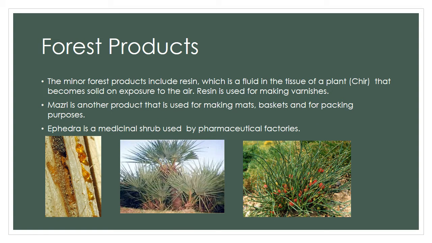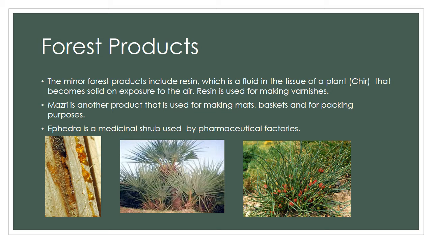And the minor forest products include resin, which is a fluid in the tissue of a plant, locally named as cheed, that becomes solid on exposure to the air. Resin is used for making varnishes and some other purposes depending on its quality and availability. Either it is edible or non-edible resin, and it has many utilities in the pharmaceutical industry as well.